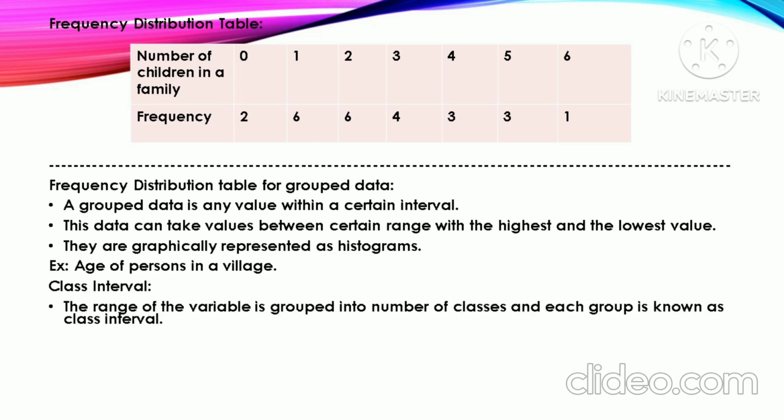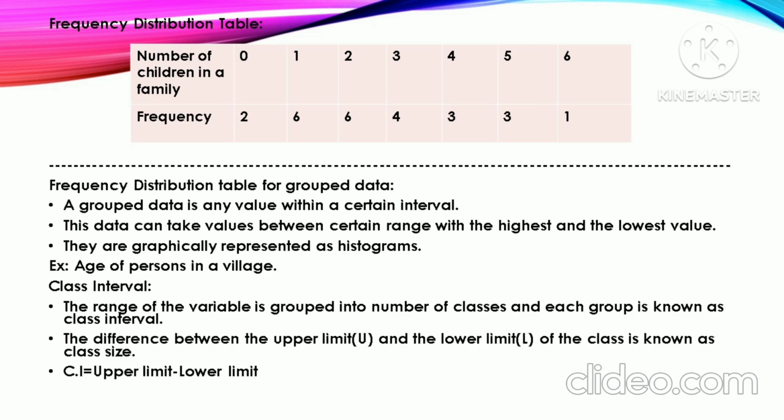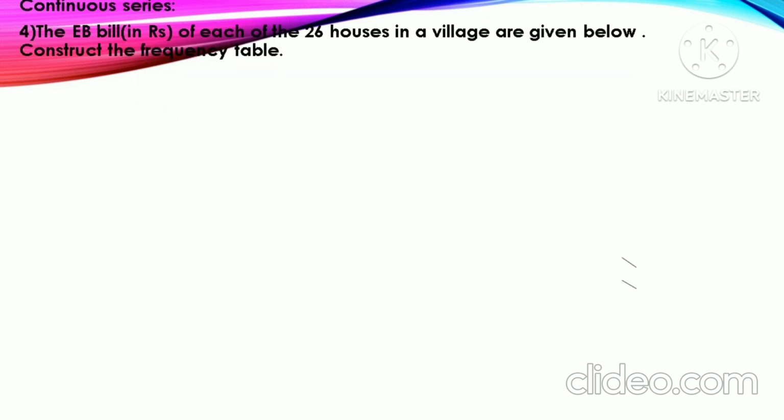Next, let's discuss class interval. What is class interval? It is the range of the variable grouped into a number of classes, and each group is known as the class interval. For finding the class interval, the formula is the difference between the upper limit and the lower limit of the class.